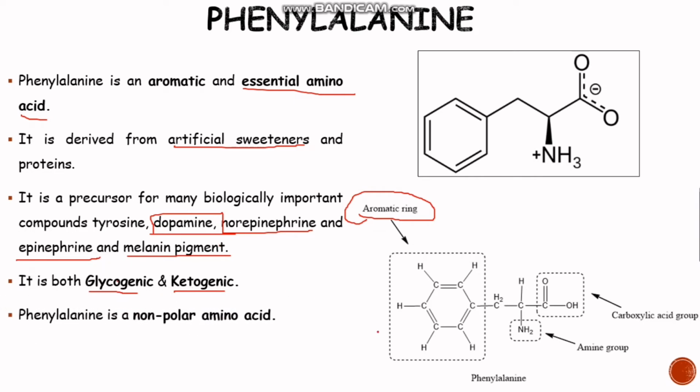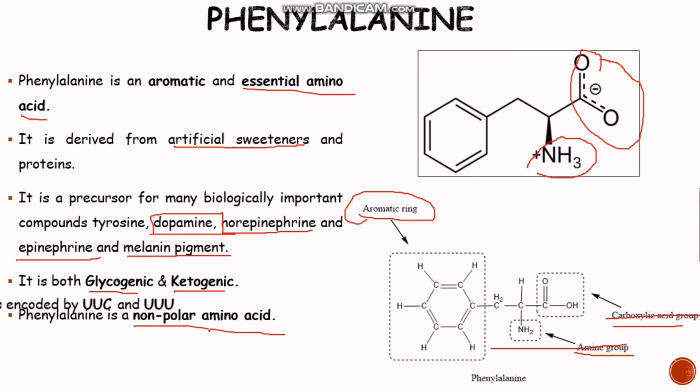It is non-polar in nature. Non-polar amino acids are those amino acids that have no polarity. These amino acids have an equal number of amine groups and carboxylic groups. As in the figure you can see that it has one amine group and one carboxylic group. The amine group has a positive charge, the carboxylic group has a negative charge, so the total charge is neutral. There is no charge on its side chain, on its R group. Therefore, this is a non-polar amino acid, and non-polar amino acids are hydrophobic in nature. And lastly, it is encoded by UUC and UUU.